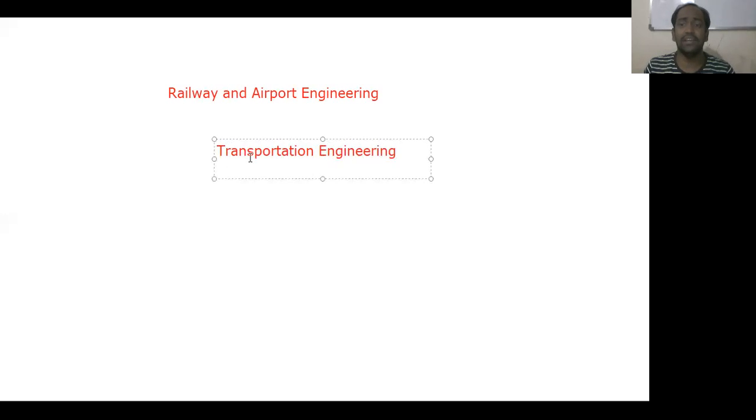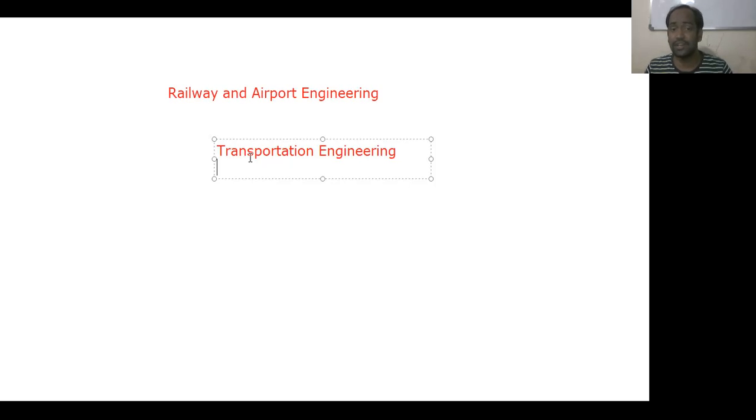Basically, transportation engineering is a branch of civil engineering which deals with the planning, design, operation, maintenance, and solving the problems related to the various transportation systems within a country. Understand? So the subject which deals with the planning, design, operation, maintenance, and management of the entire transportation system of a country is called transportation engineering.